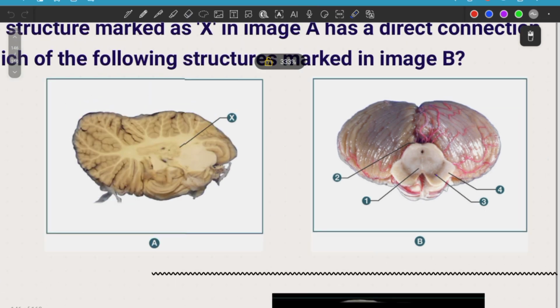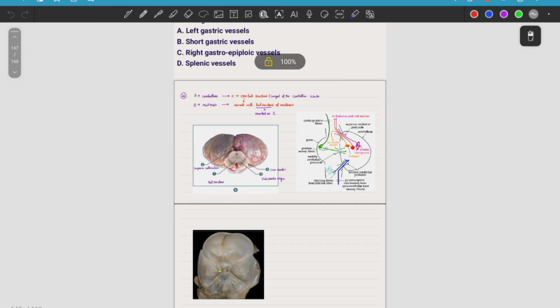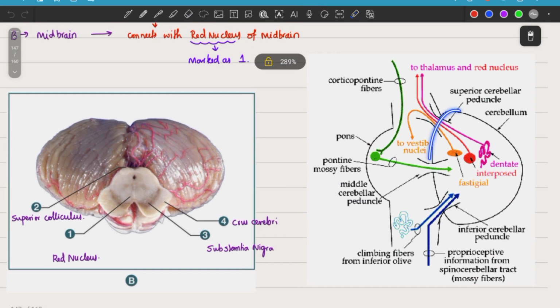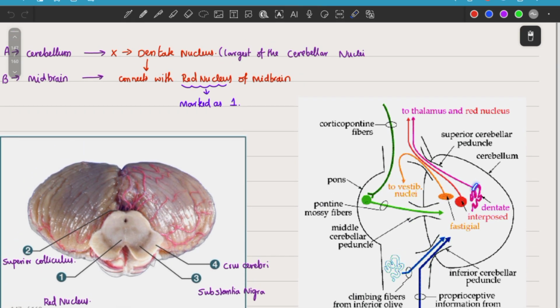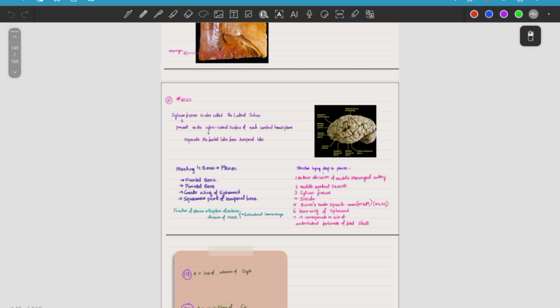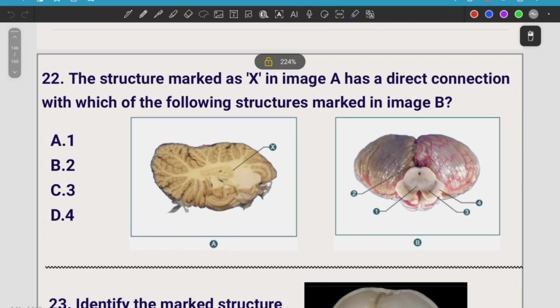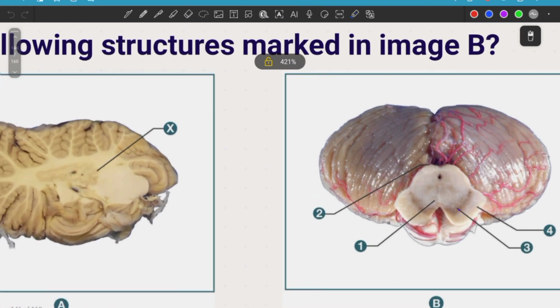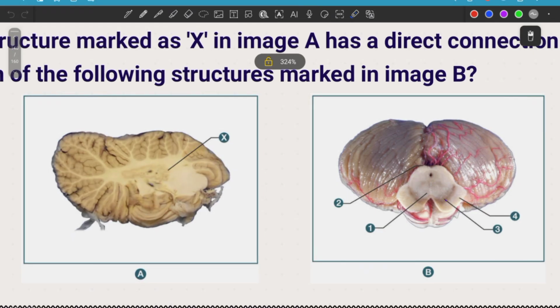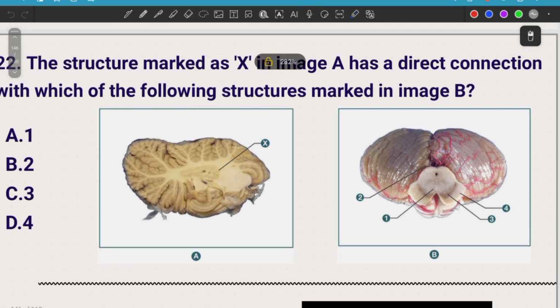Okay, you know that. Let me show you. This is the cerebellum, which has a superior cerebellar peduncle, middle cerebellar peduncle and inferior cerebellar peduncle. This superior cerebellar peduncle goes to the thalamus and red nucleus. So here, which is the red nucleus? That is 1 is the red nucleus. What is 3? This is the substantia nigra.